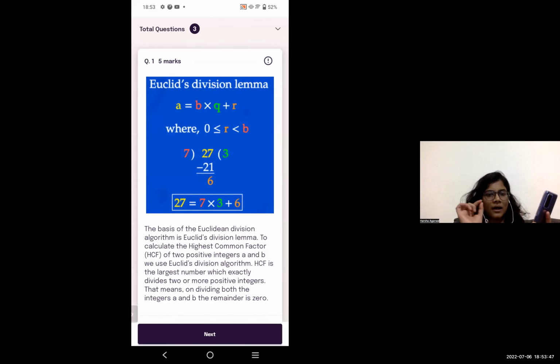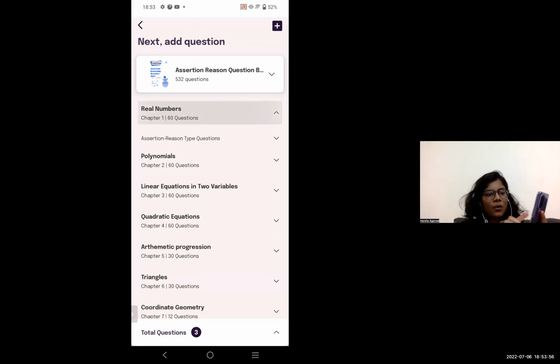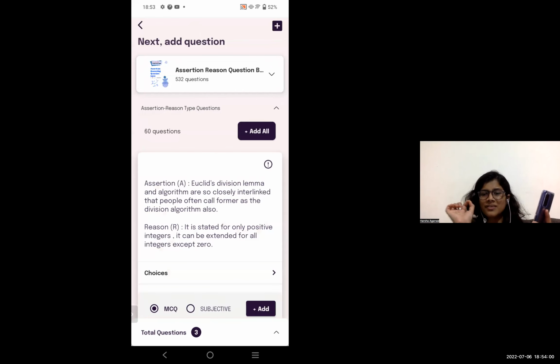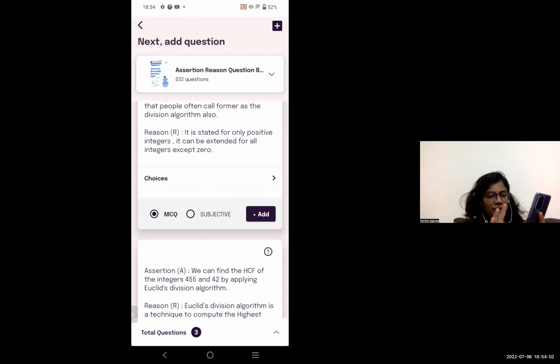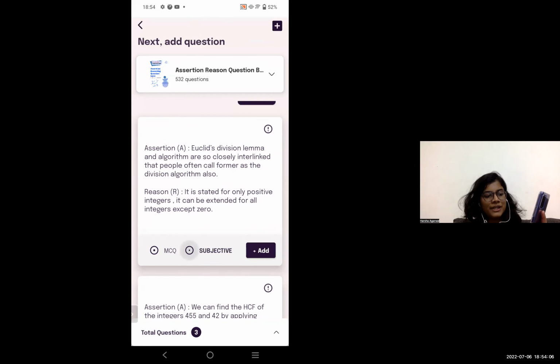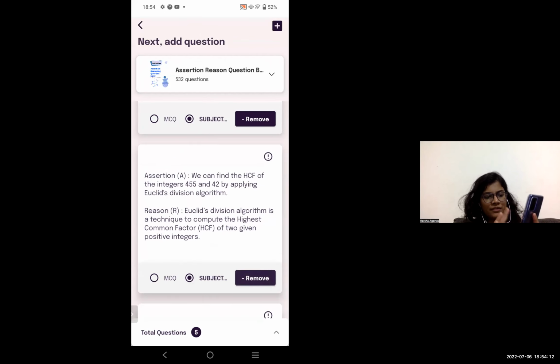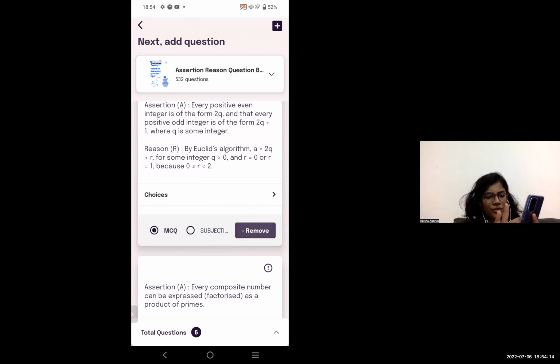Now these are already there on the screen. I've removed one question, and now I've selected my assertion reasoning book. From here also I will choose real numbers, and I will add assertion reasoning type questions. So you can see you can make the assertion reasoning as MCQs and also subjective in nature. Let's say I add 2 subjective assertion reasoning and I add 2 MCQs.